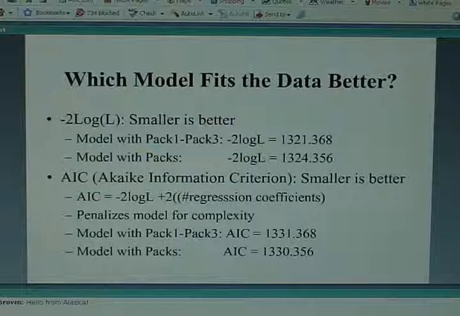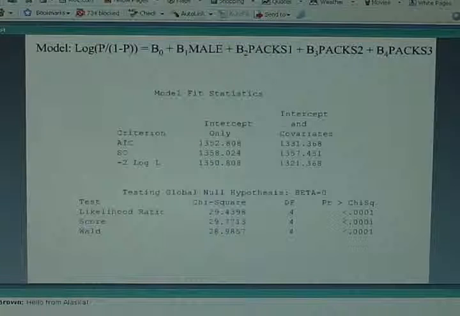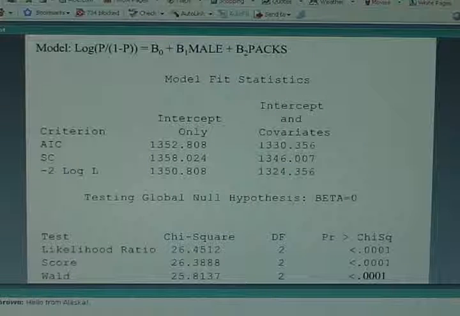So when we looked at the model with male, PAX1, PAX2, and PAX3, let me go back to that model. The -2 log L for the intercept plus covariates is 1321. The value for the AIC is 10 points higher than that. It's 1331. The reason it's 10 points higher is because there are 5 coefficients in this model that have to be estimated. Now, Akaike says the penalty should be 2 points for every coefficient you're estimating. So the 1321 for the -2 log L becomes a 1331 for the AIC statistic. And the model with male and PAX had a bigger value for -2 log L, 1324. Now it has a value for the AIC of only 6 points higher, because I only have to estimate 3 coefficients.